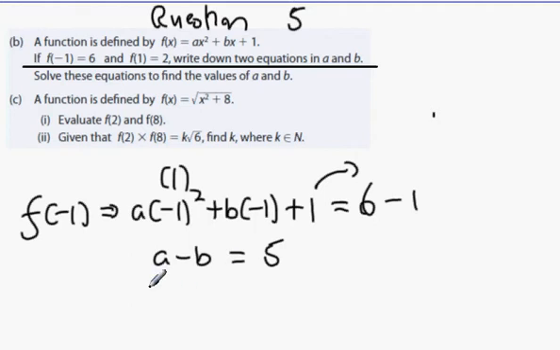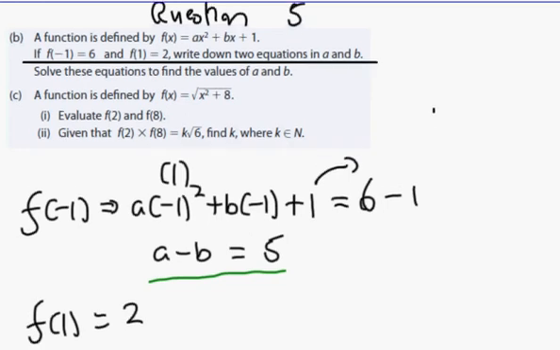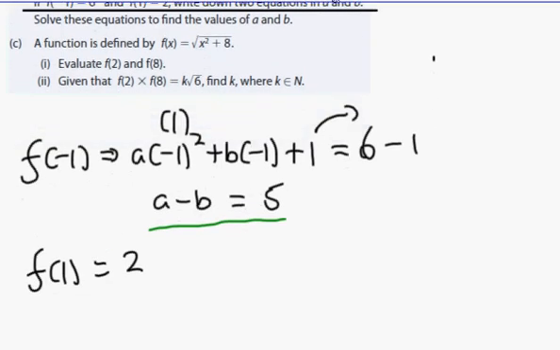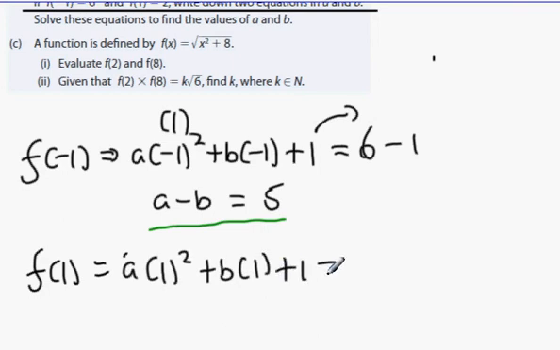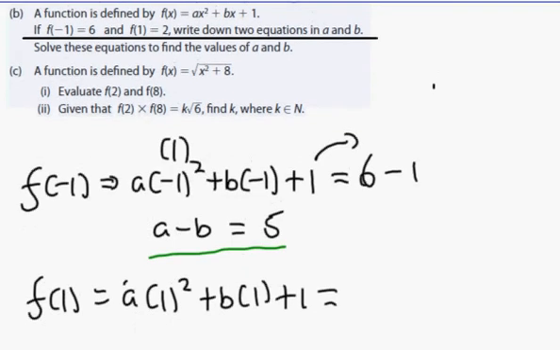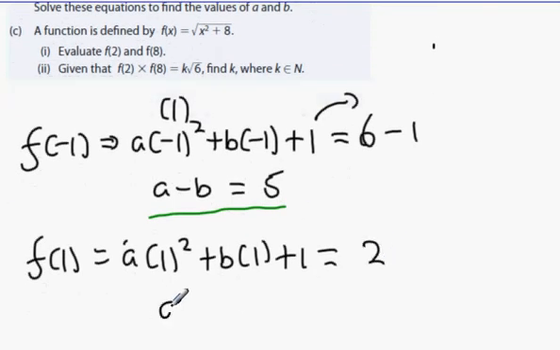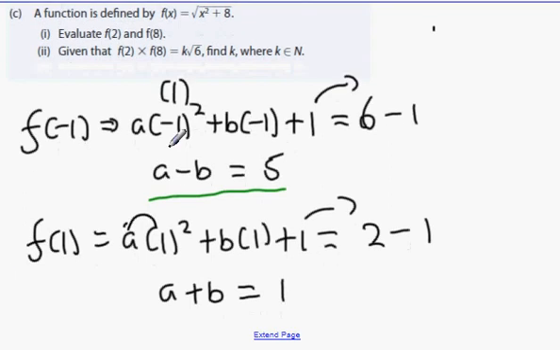Who got that first equation? Okay, well done, a good majority of us there. Next one. F of 1 equals 2. Replace all x's with 1s. We're going to have a times 1 squared plus b times 1 plus 1 equals, now what does that equal? 2. We're going to get a, because 1 times 1 squared is 1, a times 1 is 1. We're going to get a plus b, bring the 1 to the other side, comes a minus 1. We're going to get a plus b equals 1. There's our second simultaneous equation, and that is the answer of part 1.